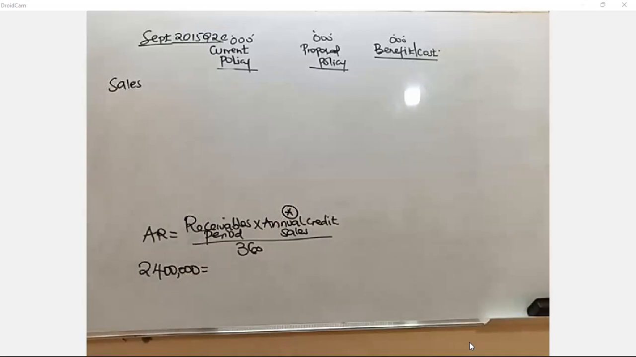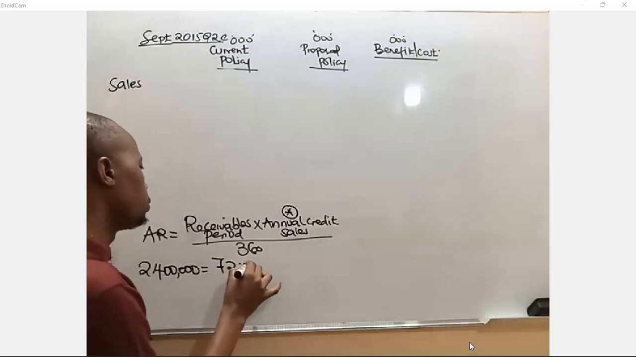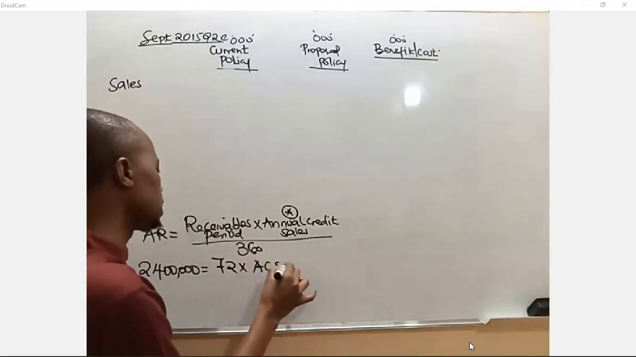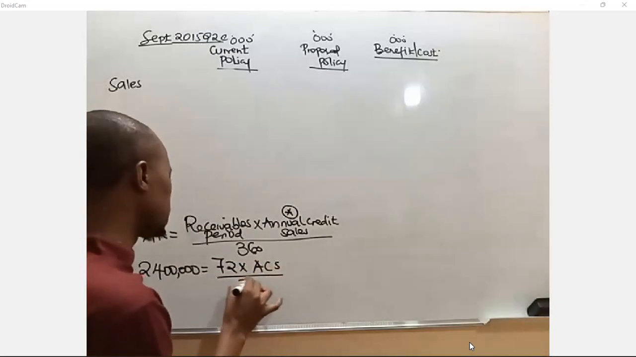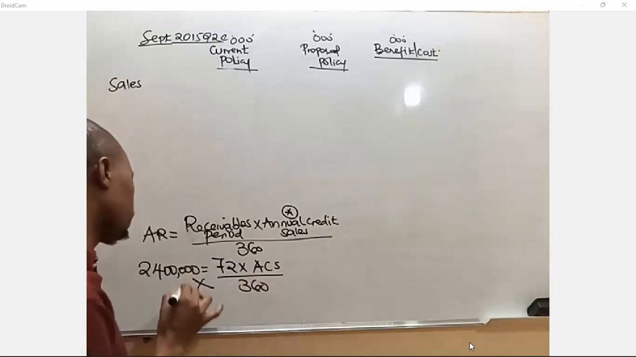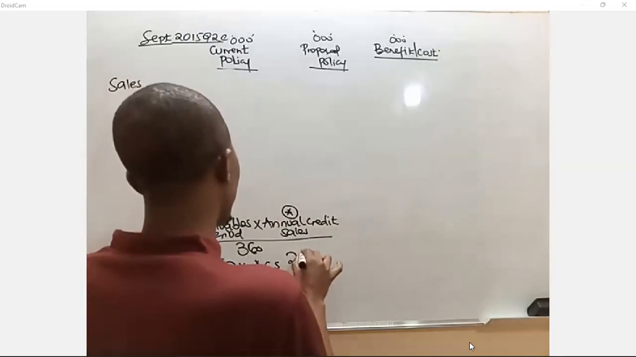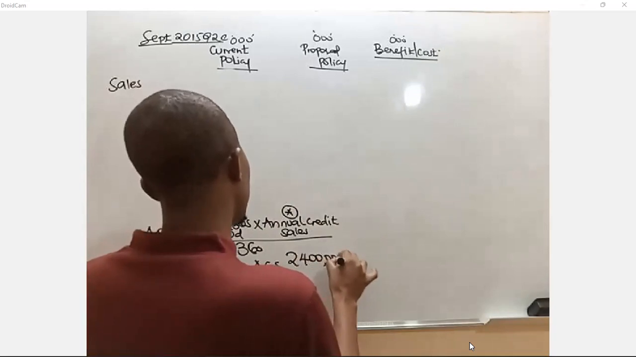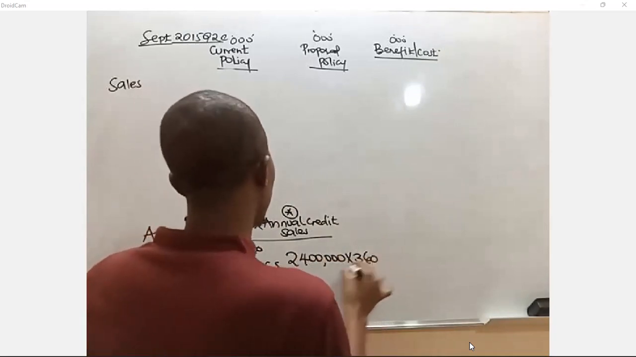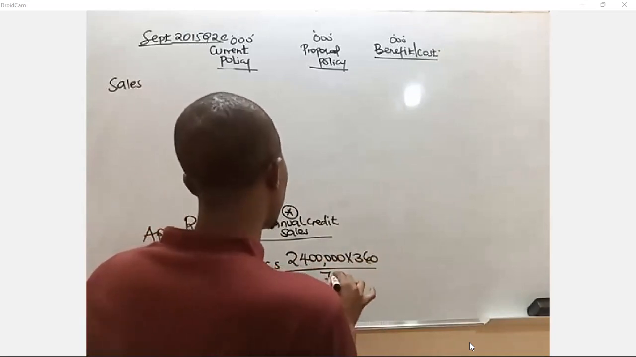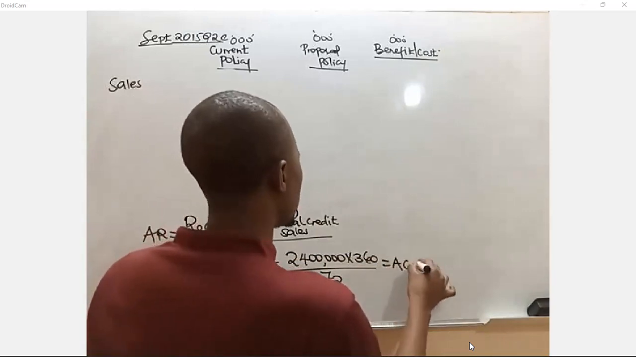Based on the information provided in the question, we are being told that Shavana Limited currently operates with terms of net 72. So it will be 72. You multiply by the average credit sales and divide by 360. Once you cross multiply here, you're going to have 2.4 million times 360, and you divide it by 72 so that you can get the average credit sales.